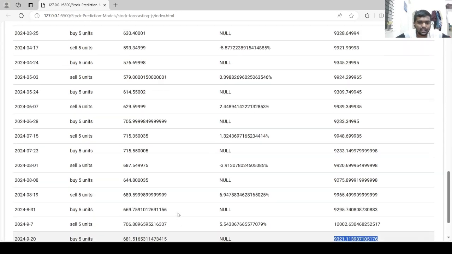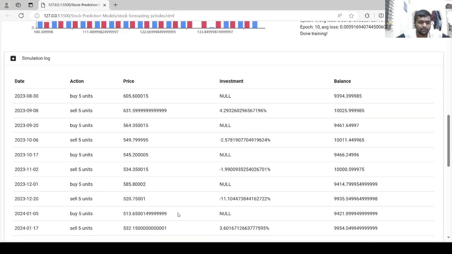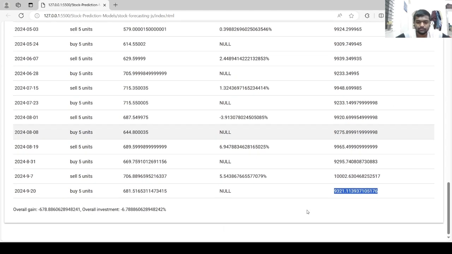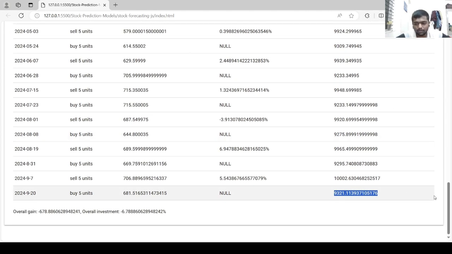So it's not that one person cannot make profit out of this stock, but as prescribed by the model, currently the stock is under loss. So the investment is minus 6.7%. That is, approximately you will lose around 678 rupees after investing 10,000, and the overall gain, that is minus 678, that is 678 rupees lost.